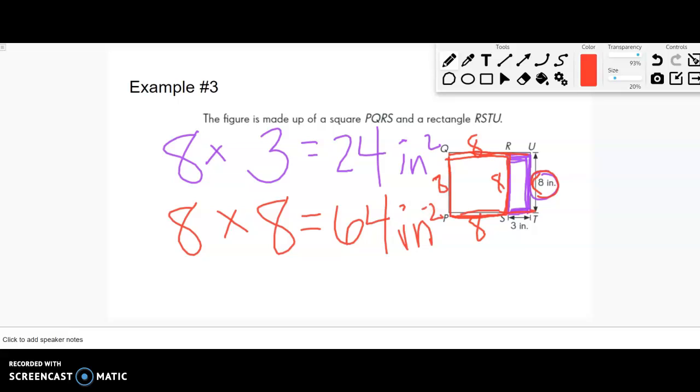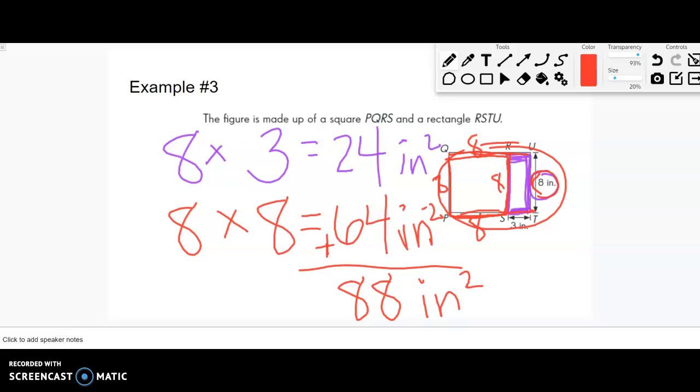And then what do I do to combine and get the total figure? Add them together. 4 plus 4 is 8. 2 plus 6 is 8. So I get 88 square inches. So we're just dividing that bigger shape up into smaller figures and then finding the total area of them together. If you need help on them, this can be real tricky, so just let me know. Good luck.